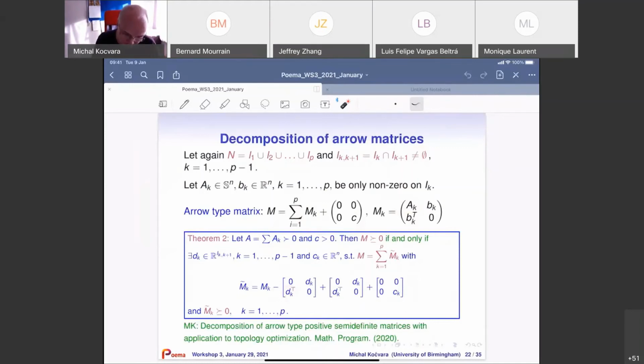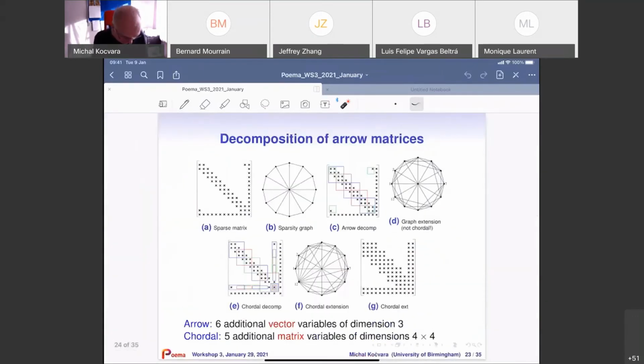So if we compare this to that corollary, we had a very similar claim, but there we had full matrices, full additional matrix variables Sk. Now we only have vectors. So the additional matrices are replaced by vectors, or in other words, the additional matrix variables are actually just rank 1 variables, using this assumption about the arrow type matrix.